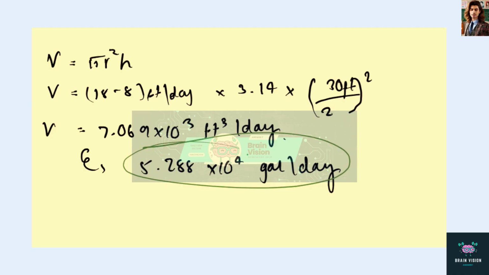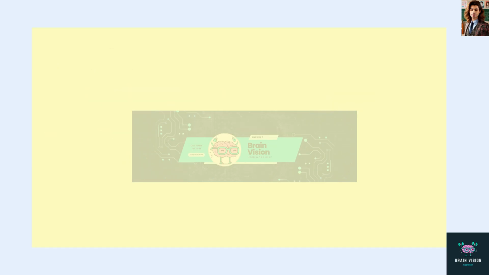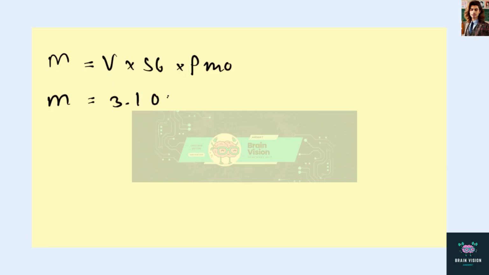So then we have the volume of octane, that's 5.288 times 10 to the 4 gallons per day, the density of water, and the specific gravity. We can calculate the mass of octane used. So we have M is equal to V times Sg times the density of H2O. M is equal to 3.10 times 10 to the 5 pounds per day, after subbing in all of those values.